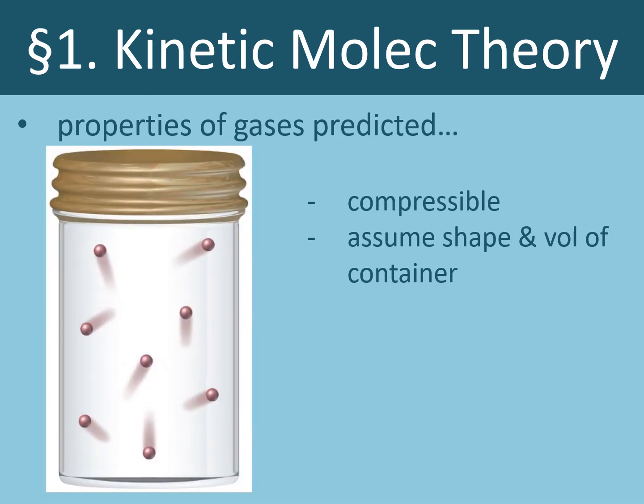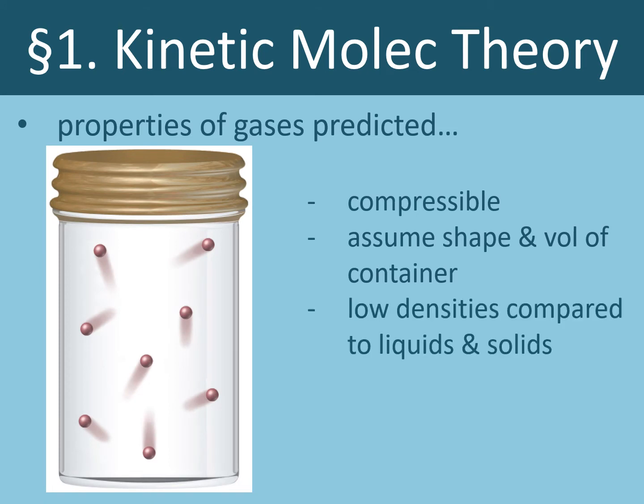And finally, gases have much lower densities compared to liquids and solids. As you can see in the picture to the left, the particles are very far apart. Recall that the formula for density is the mass divided by the volume. Mass is usually measured in grams and volume in milliliters, so the units for density are usually grams per milliliter.